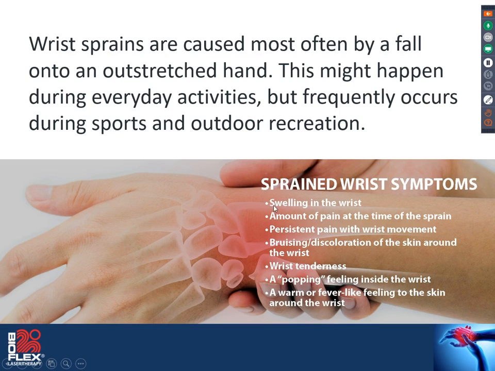So symptoms, obviously the pain, there's swelling and pain in and around the wrist. It tends to be fairly persistent, especially with wrist movement. Initially, there may be bruising or discoloration or hematoma. There may be a kind of crunching or popping noise inside that wrist as well, and some cardinal signs of inflammation as well.